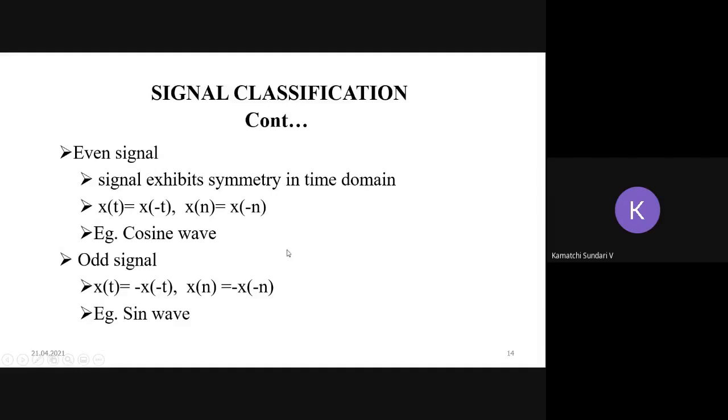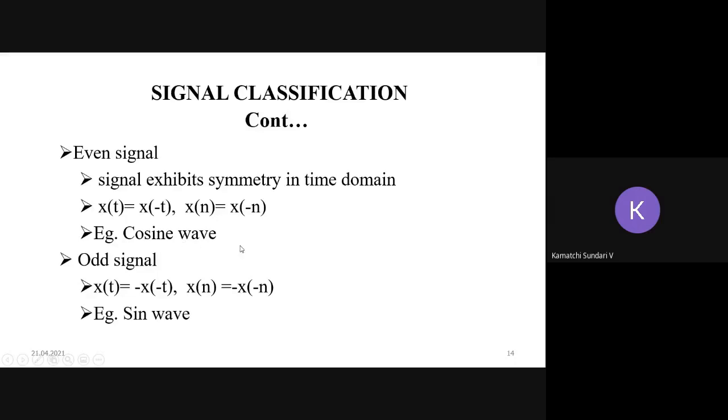As a condition. And coming to the next one, even signal and odd signal. Here, the even signal means the signal exhibits symmetry in the time domain. So, in the time domain, in the sense, your x-axis parameter is your time domain, whether it is a continuous domain or it is a discrete domain. X-axis will represent your time domain parameter, and if the signal exhibits a symmetry in time domain, then we call that signal an even signal.